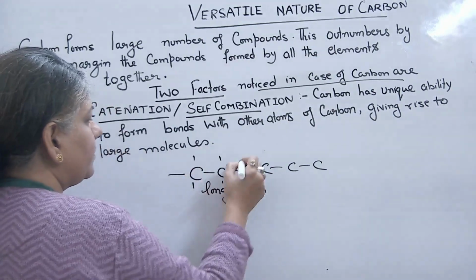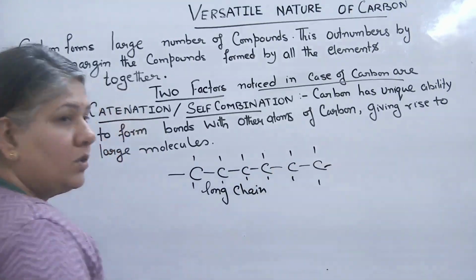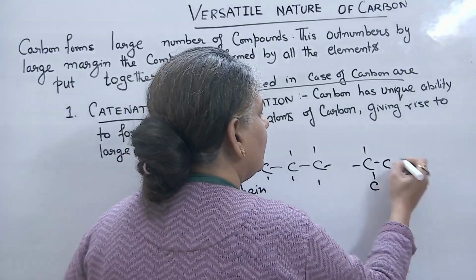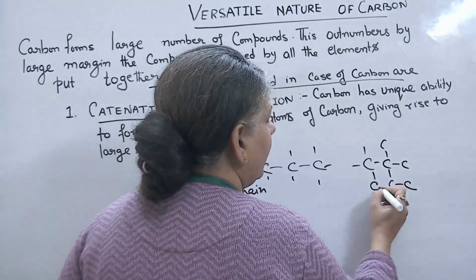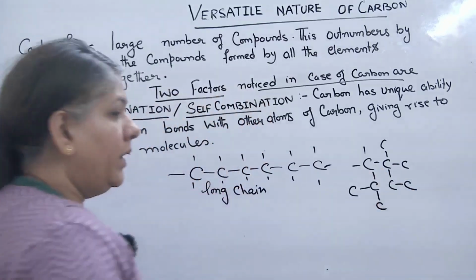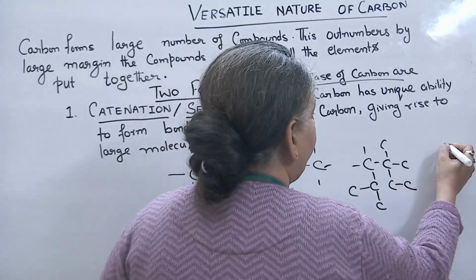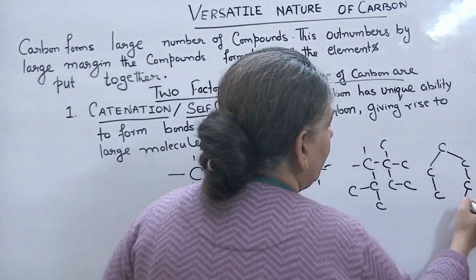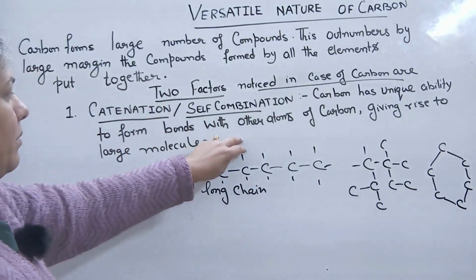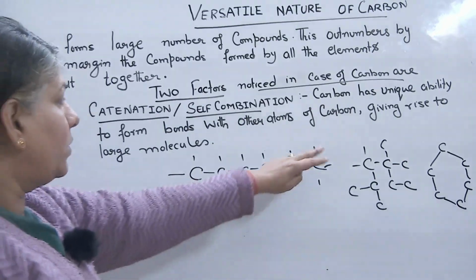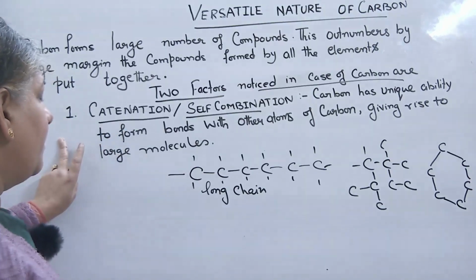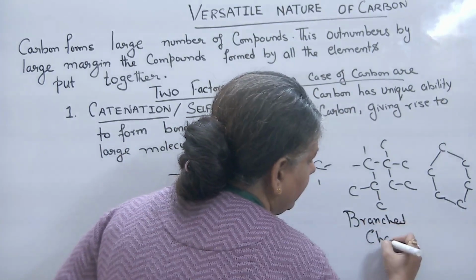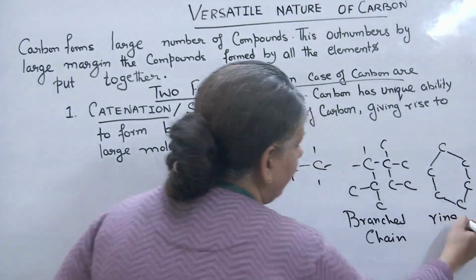It can also form a branched chain like this. This is called branching. It is attached to one more carbon. So it can give rise to branching, or it can also give rise to a carbon ring, like this one I am drawing, a hexagonal ring. So this tendency of carbon to join with other atoms of carbon to give rise to large molecules is called catenation. So it can form a long chain, a branched chain, and also a ring.